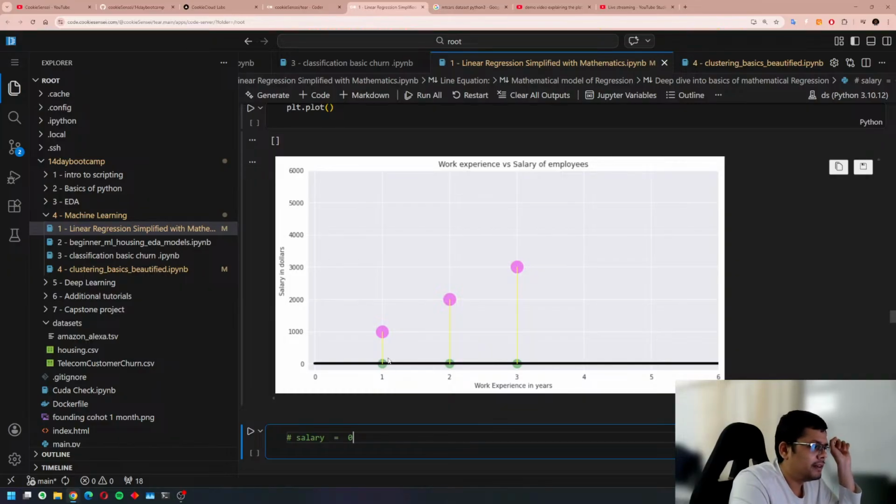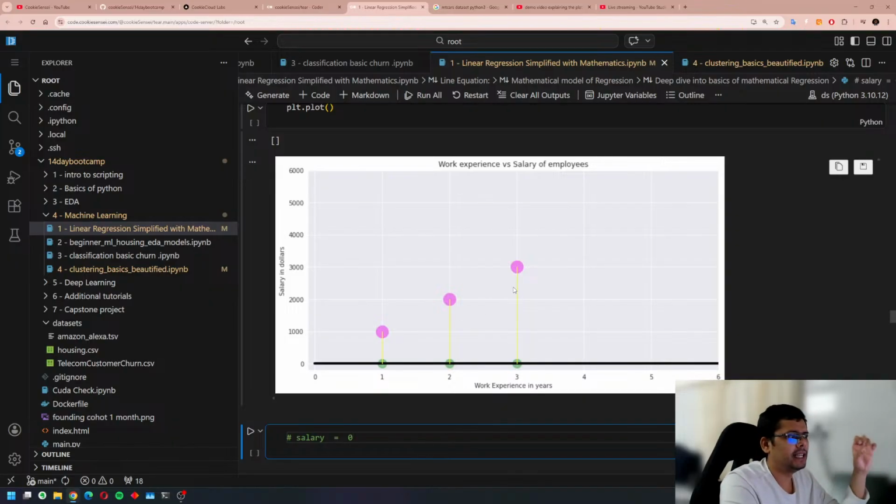So for point 1, as we can see over here, the prediction is 0. For point 2, the prediction is 0. For point 3, the prediction is again 0. But the actual values are 1,000, 2,000, and 3,000. So if you calculate the total error, that would be 1,000 for this yellow line, 2,000 for this yellow line, 3,000 for this yellow line.